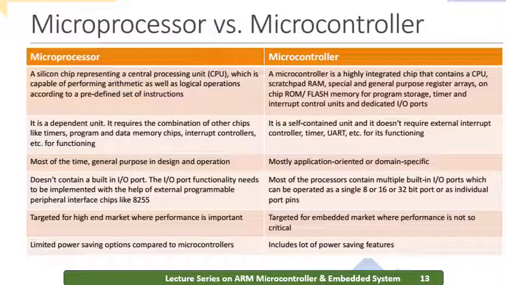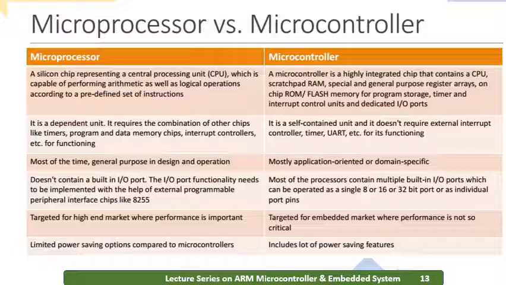Now see what is the difference between a microprocessor and a microcontroller. The microprocessor is a chip, the CPU, which is capable of performing arithmetic and logical operations. Whereas the microcontroller is a highly integrated chip containing a CPU, scratchpad RAM, registers, ROM, flash memory, I/O ports, timer and interrupt control. The microprocessor is a dependent unit. It requires a combination of other chips like timers, program memory, data memory, and an interrupt controller for functioning. Whereas the microcontroller is a self-contained unit and does not require any external interrupt controller.